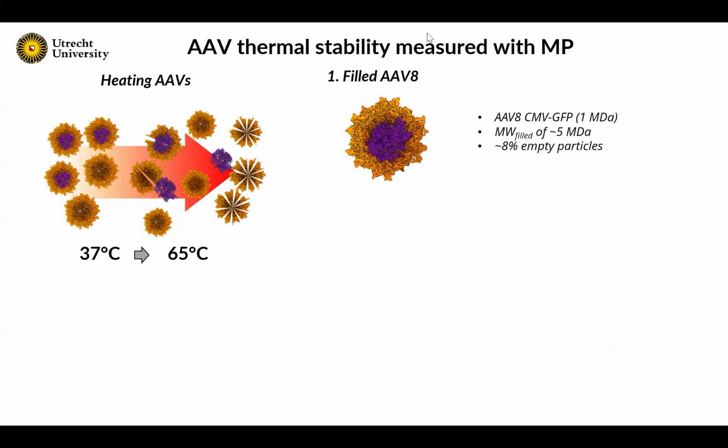Okay, so let's see how this looks if we use mass photometry while heating up our AAVs. So we have here a pool of AAV8 with a genome that can express GFP. It's about 1 megadalton in size. So a filled AAV particle will be about 4.9 megadalton. And in this particular pool of AAVs, there are also some empty capsids present. And we're going to warm this sample up at 65 degrees and then see what happens.